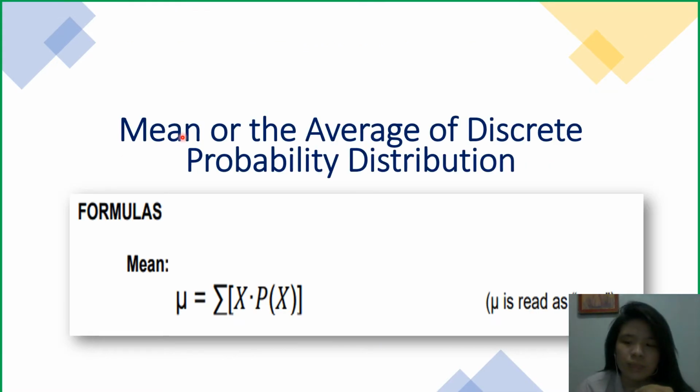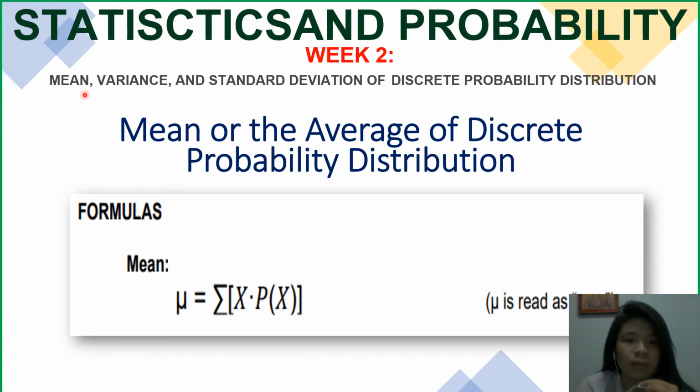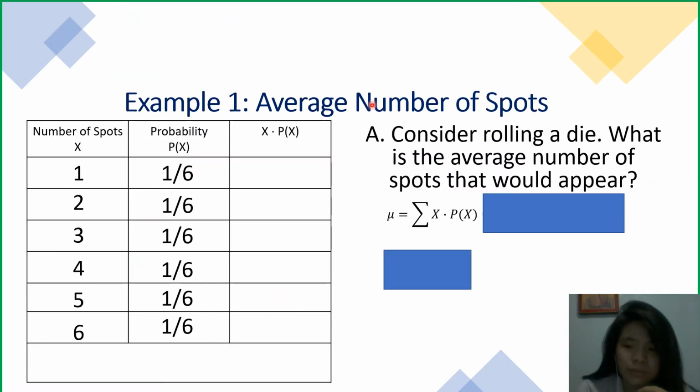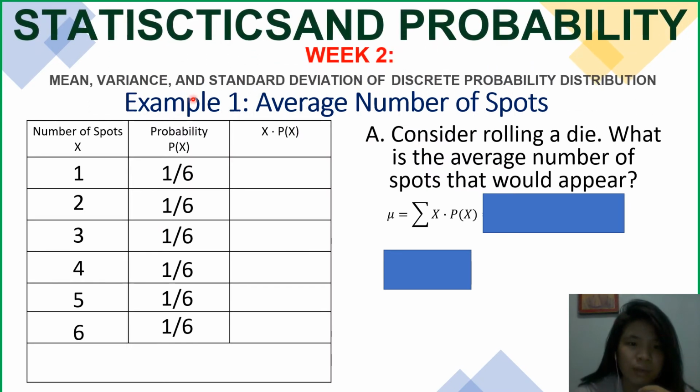So first, let us focus on the mean, or the average of discrete probability distribution. The mean, or its formula, is mu is equal to the summation of the product of x and p of x. So first, let us have example number 1 for the average number of spots. So consider rolling a die. What is the average number of spots that would appear?